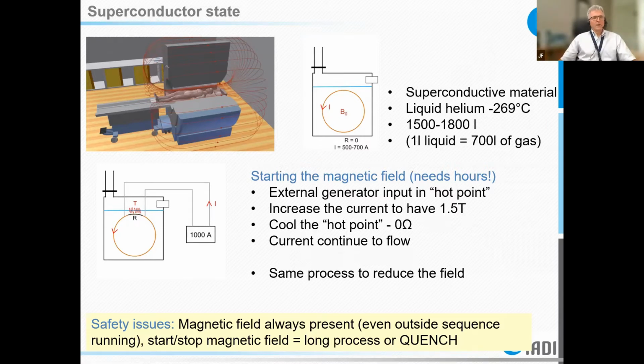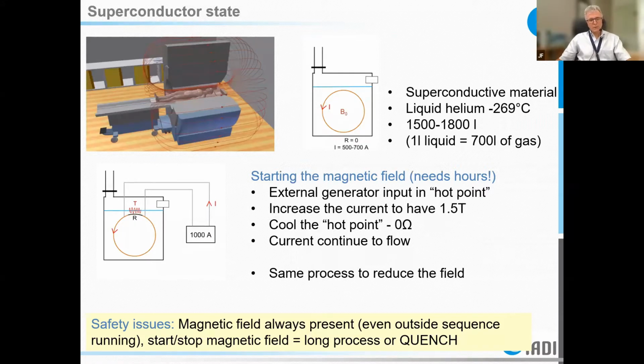the current is flowing alone without any help from outside. This is very interesting, but this means even if you switch off the power supply of the MRI, you will always have B0. B0 is already present. And this is a big issue for us.